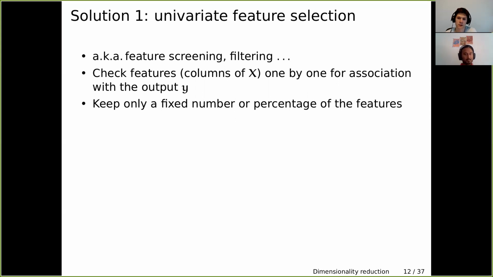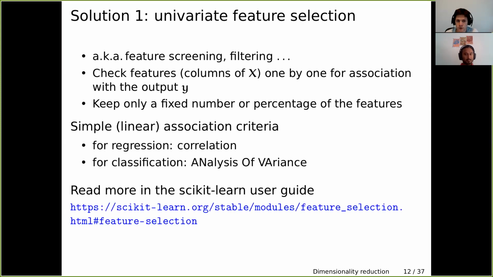So I give myself a budget, a number K of features that I want to keep, and then I will try to find the best ones to keep. And a simple way to do it is called univariate feature selection, or feature screening and filtering. I look at the features one by one. So for example, if it's an image, I look at the voxels one by one and compare them to the output that I want to predict and try to see which seem to be associated with the output.